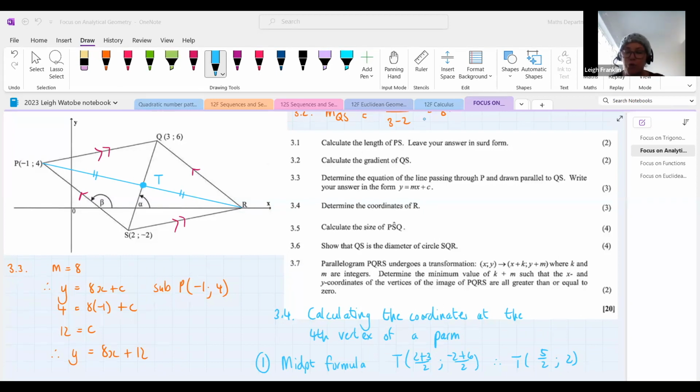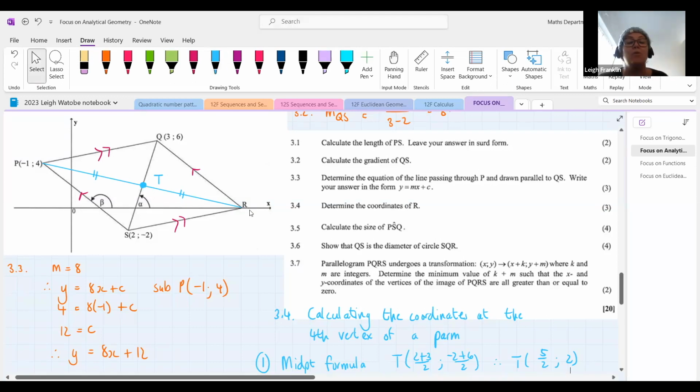Okay, so there are 2 ways. The first one is the midpoint formula, and then I'm going to show you how to use translation. I like translation because I think it's quicker and easier, but I'm just giving you the option of both. Okay. So the coordinates at T are 5/2 and 2. Right.